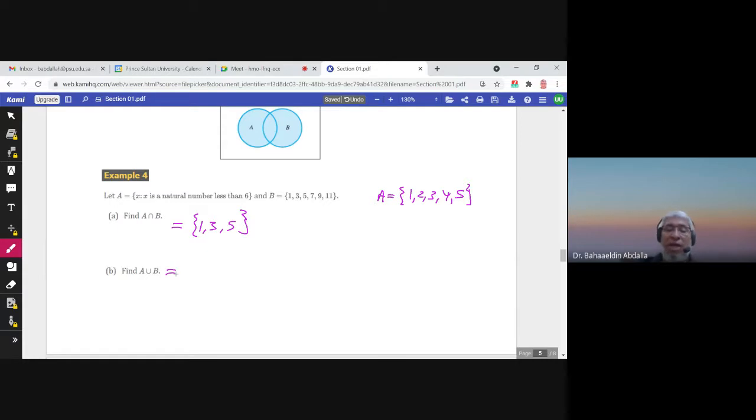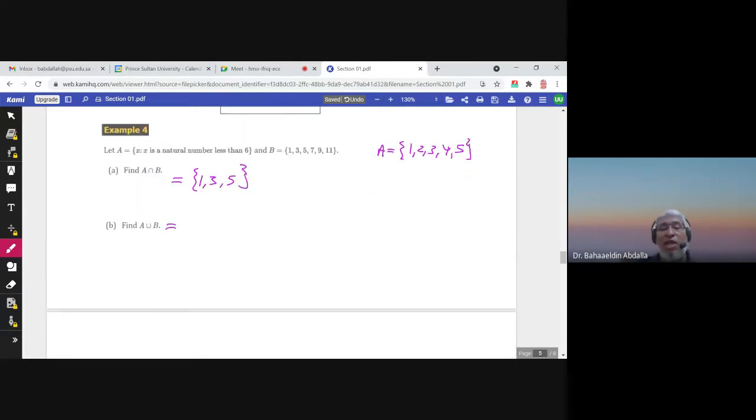The union, A union B. To find the union, everything. So I will write set A first, which is 1, 2, 3, 4, 5, all elements in A. And then I add the elements of B that are not in A. So 1 is there, 3 is there, 5 is there. So I add 7, 9, and 11. So this would be A union B.